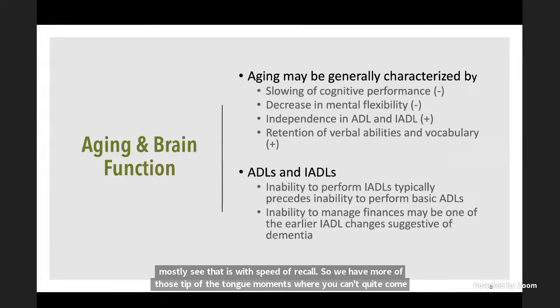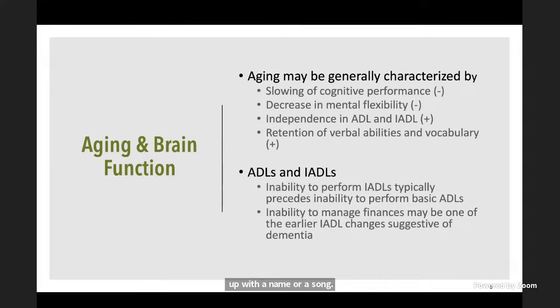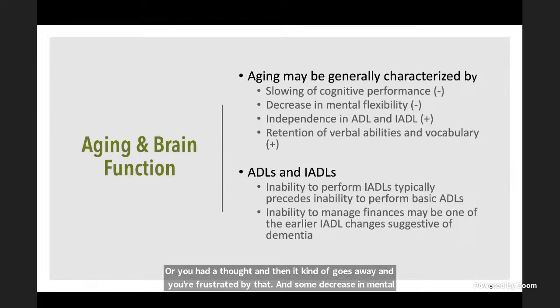And some decrease in mental flexibility. So, maybe not being able to juggle as many tasks at one time. And I'll tell you right now, our brains weren't built to multitask. We kind of forced them to multitask as a consequence of our day-to-day lives, but we're not really built to do that. So, arguably that decrease in mental flexibility may just be reverting back to normal.